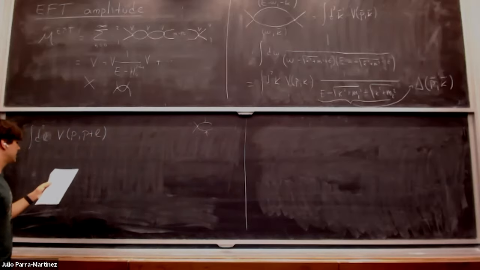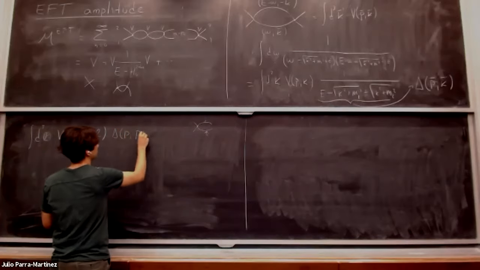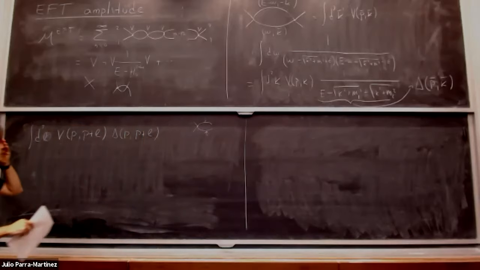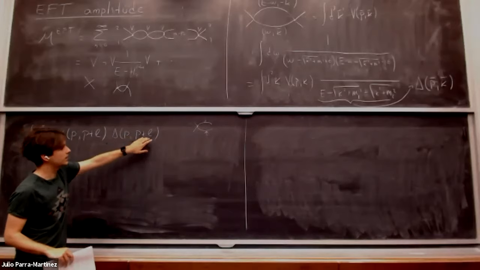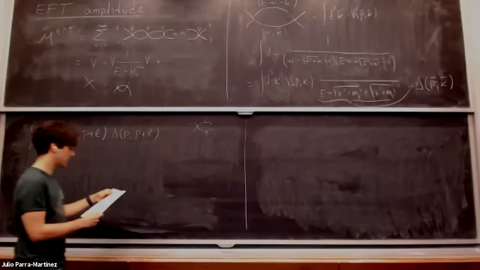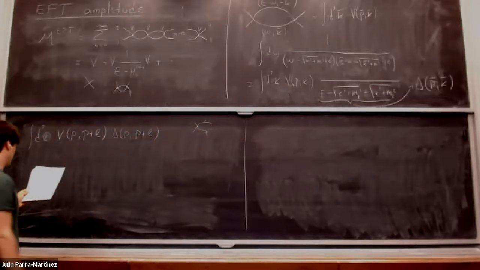Okay, so we have this, and then we had delta of P plus L. But actually one can just expand this for small L, because remember our momentum exchanges were always the smallest quantity. And then this will look much more familiar.